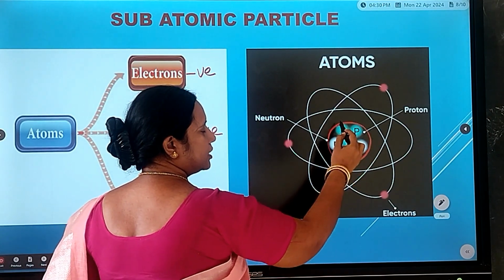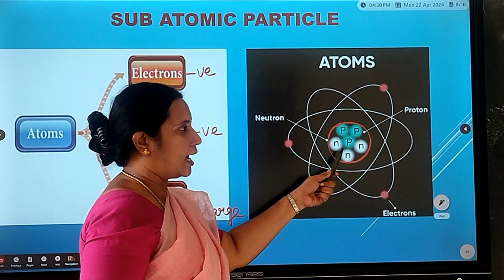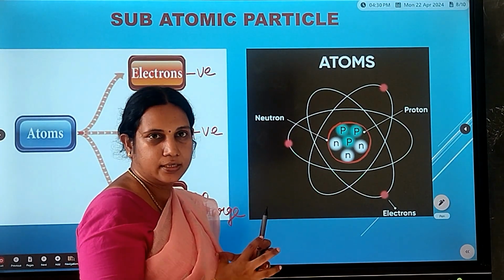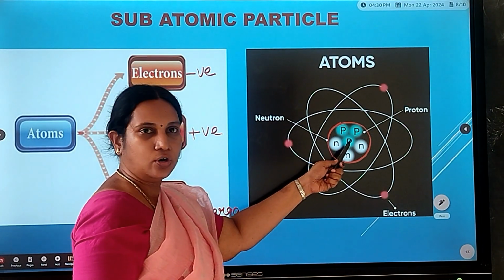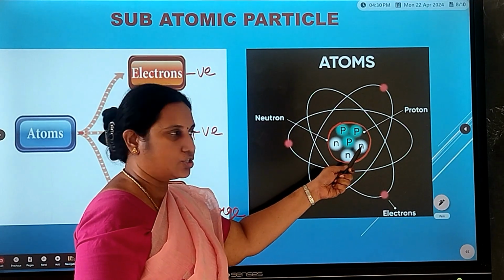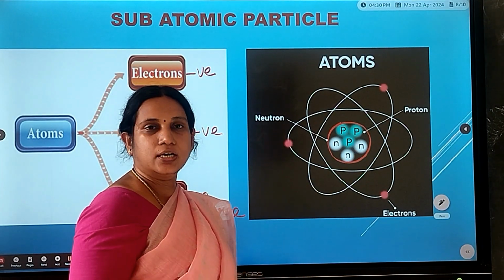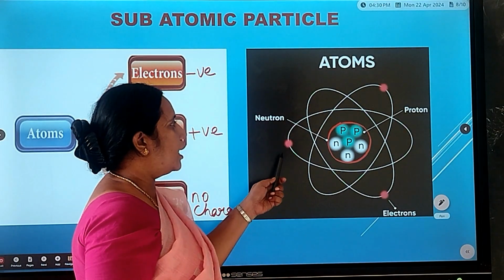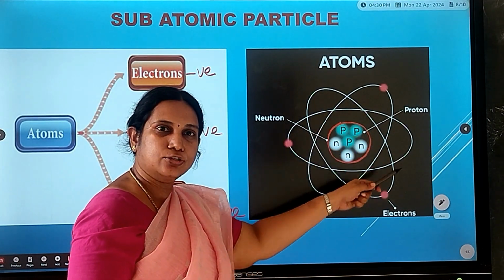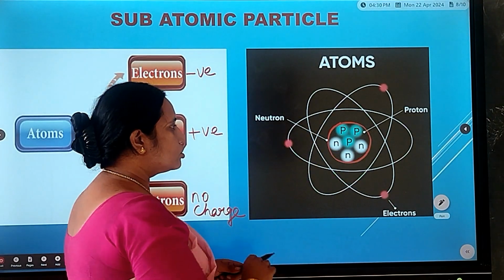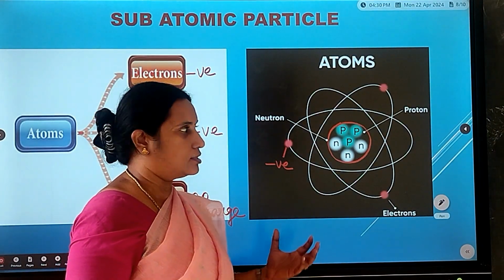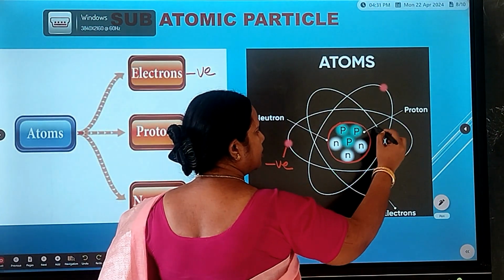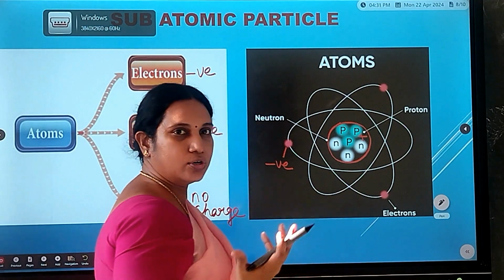So this is called the nucleus. And within the nucleus, you have protons and neutrons embedded within it. Okay, the nucleus consists of protons and neutrons. Protons, you know earlier, are positively charged, and neutrons are neutral. They do not have any charge. And what is revolving around the atom? Children, I told you already, it is the electron. Electrons carry what charge? Negative charge. Electron carries negative charge. Proton carries positive charge. Neutron carries no charge.